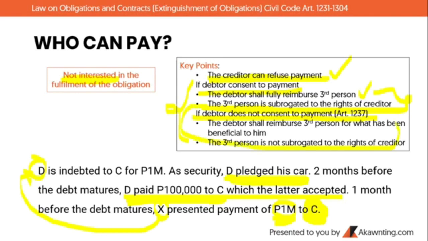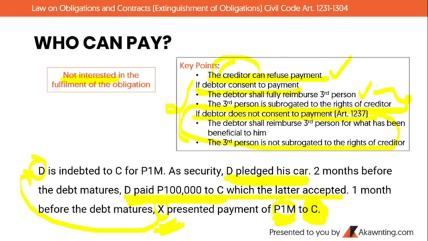If the debtor does not consent, paano kung hindi siya nag-consent? Actually, magkakaroon pa rin ng valid payment. Magkakaroon pa rin ng valid payment dito si X papunta kay C kasi it doesn't matter kung nag-consent si debtor or hindi. As long as si creditor, hindi niya ni-refuse yung payment, okay lang. So, nagkaroon pa rin ng valid payment from X to C.